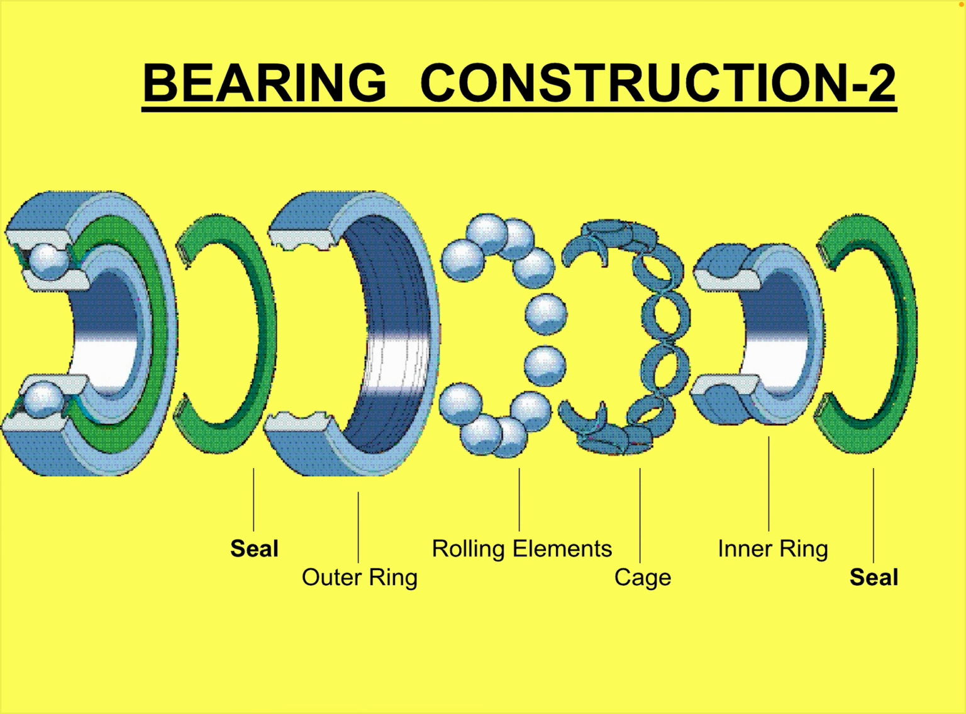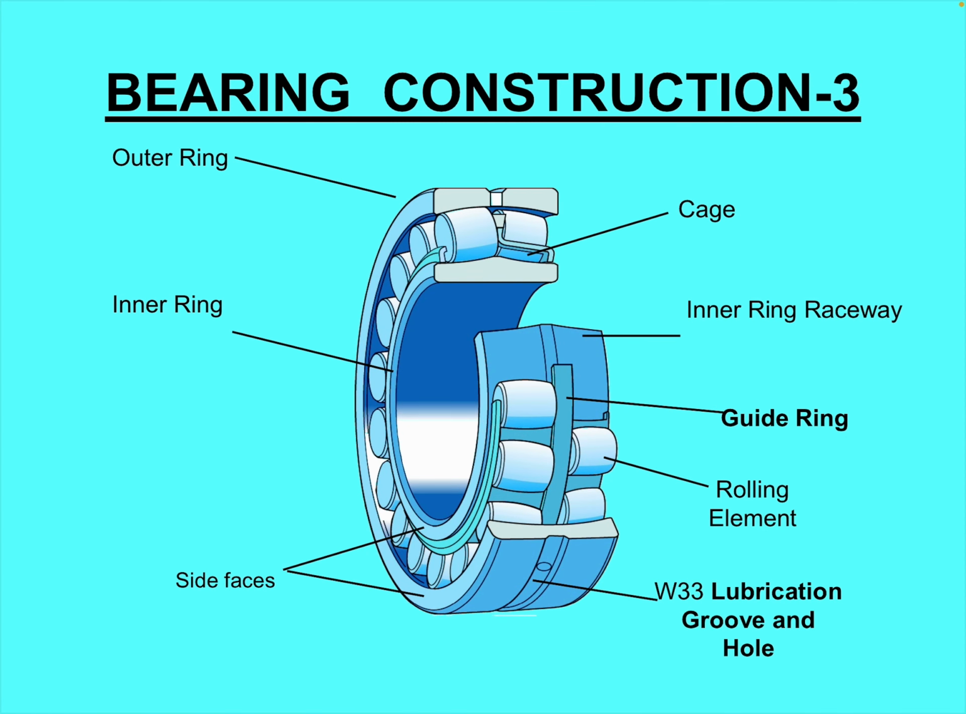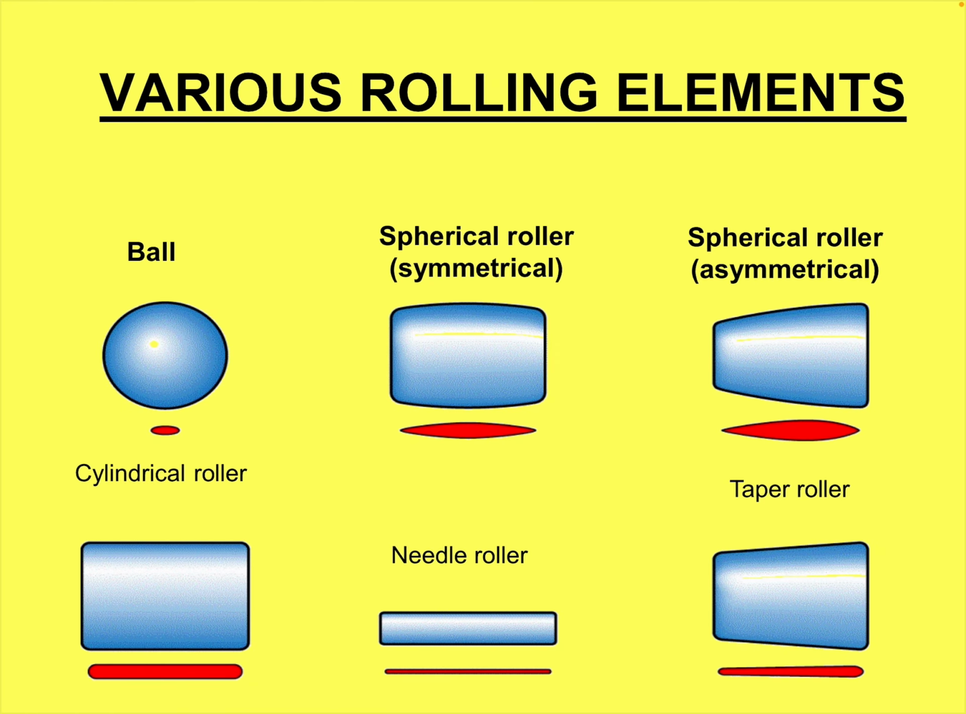Bearing construction two: there are variations of bearing types. One has a seal: a seal for protection, outer ring, rolling elements, cage, inner ring, and sleeves. Bearing construction three is the roller bearing: outer ring, inner ring, sliding surface, inner ring coverage, guide ring, rolling elements, and a lubrication groove in the hole.